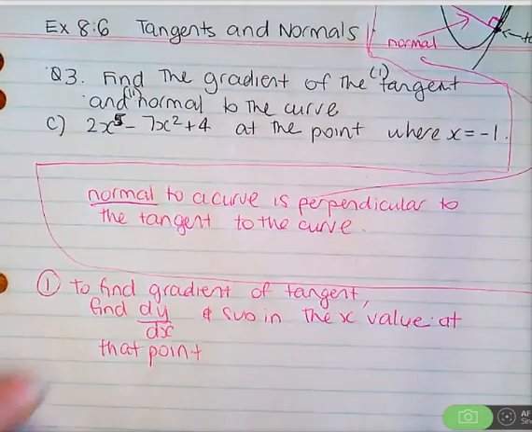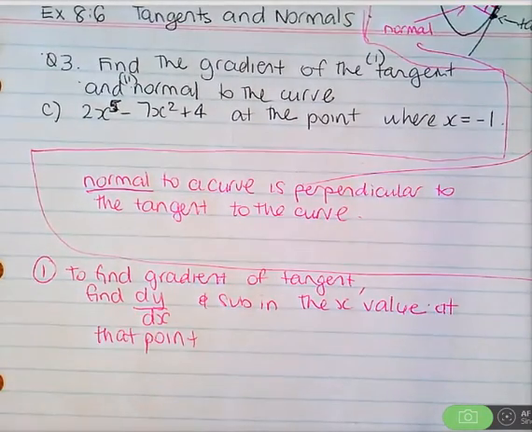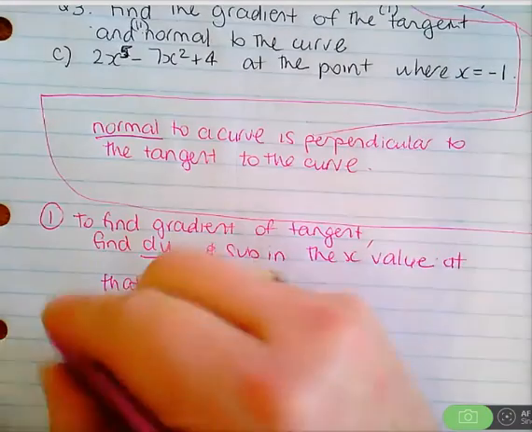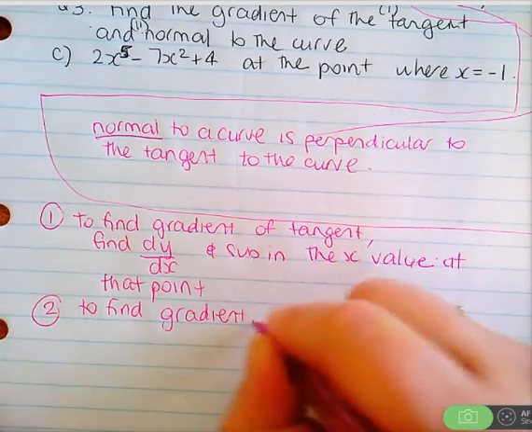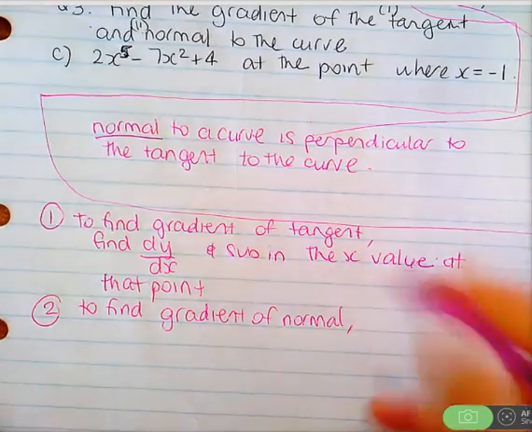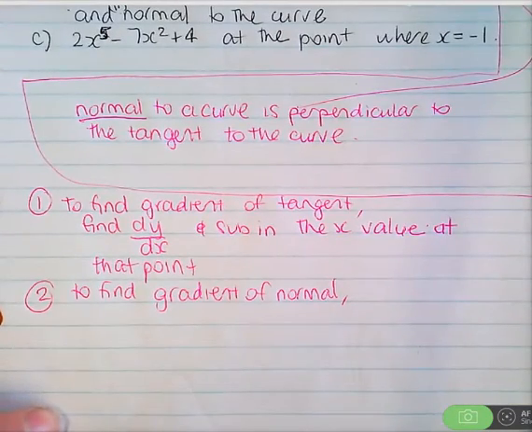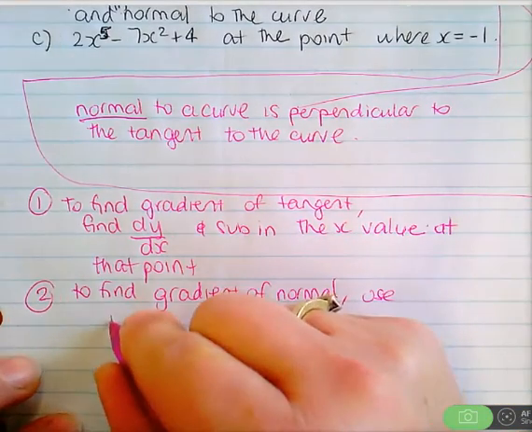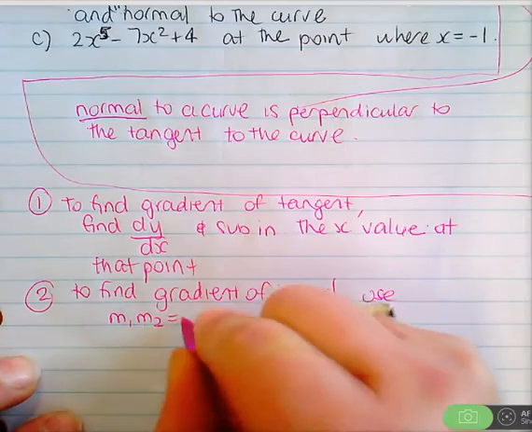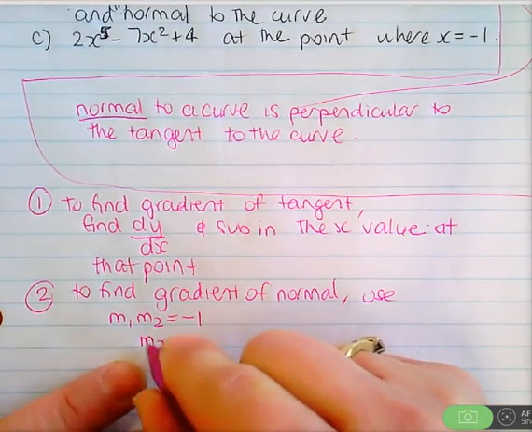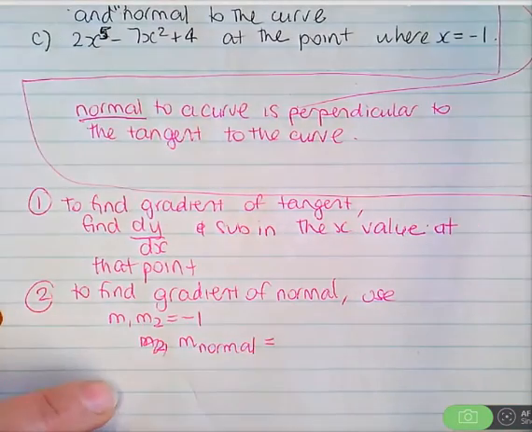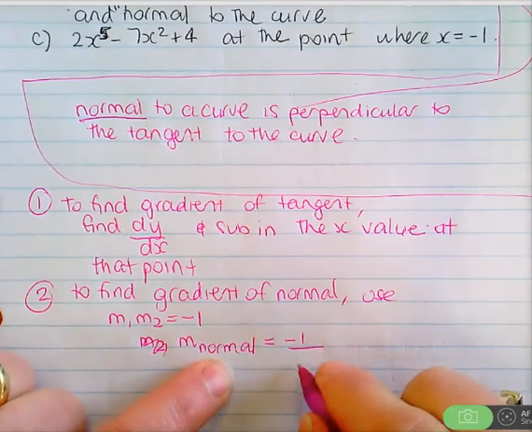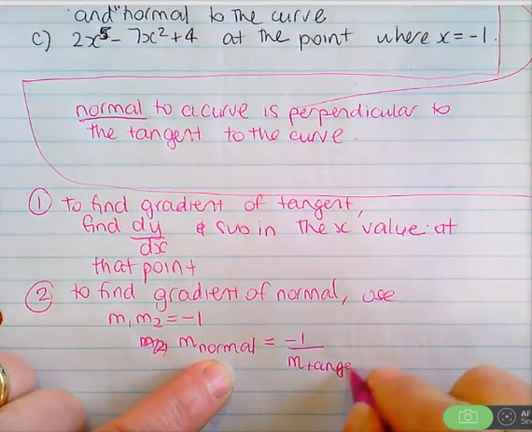So to find the gradient of the tangent, you differentiate, find dy/dx, and sub in the x value at that point. But to find the gradient of the normal, what do you do? Yeah, we flip the gradient. We do the negative reciprocal of the tangent. We use m1 times m2 is -1. In other words, m is the symbol for gradient. So the gradient of the normal is -1 over the gradient of the tangent.